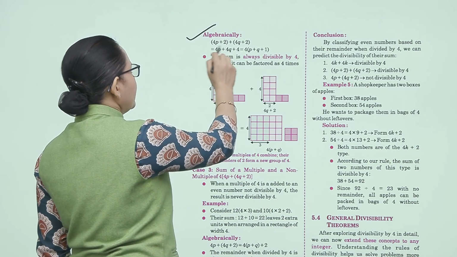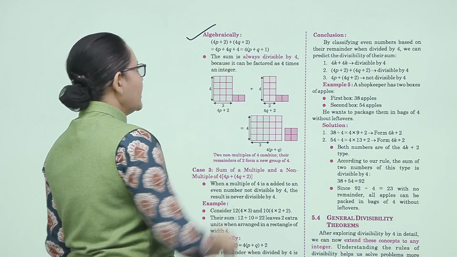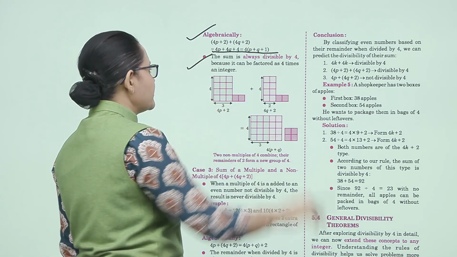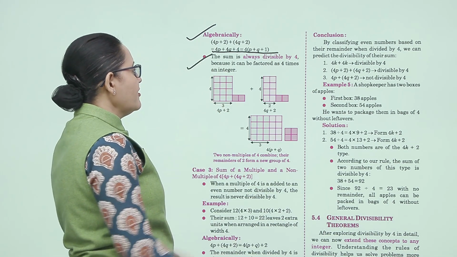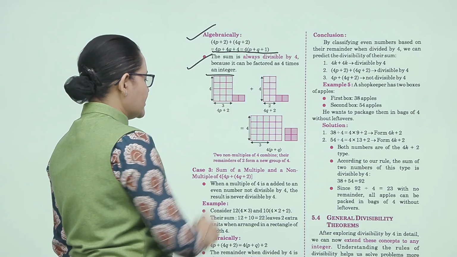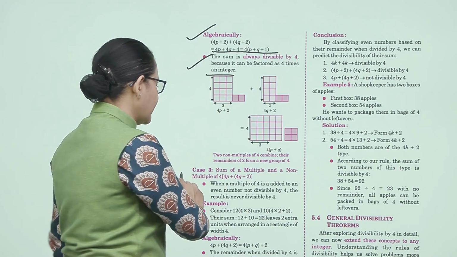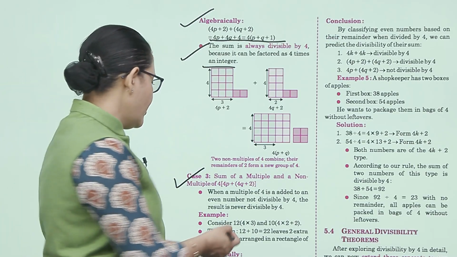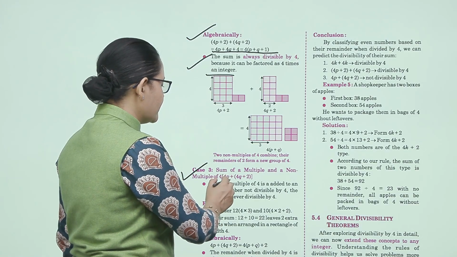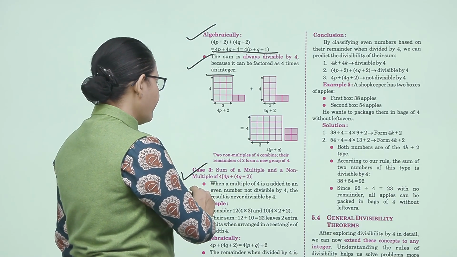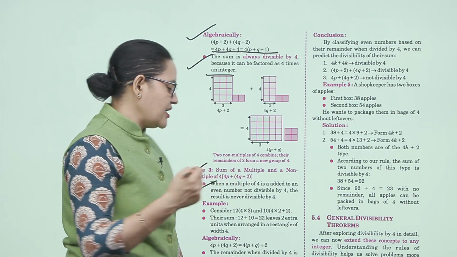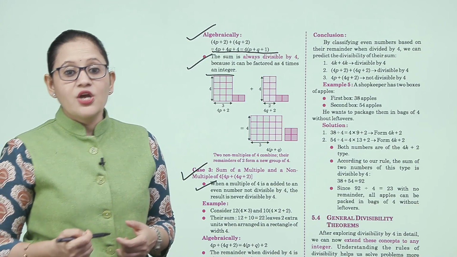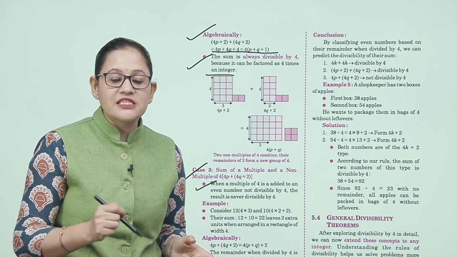Now algebraically, 4p plus 2 plus 4q plus 2 can be written like this. The sum is always divisible by 4 because it can be factored as 4 times an integer. Clear? Now case 3. Sum of a multiple and a non-multiple of 4: 4p plus (4q plus 2). So when we add a multiple of 4 to an even number not divisible by 4, the result is never divisible by 4.